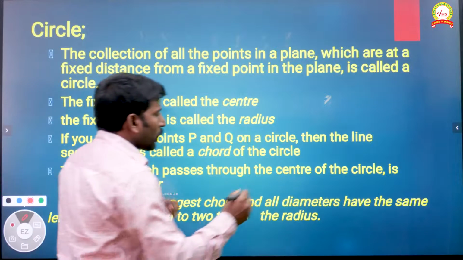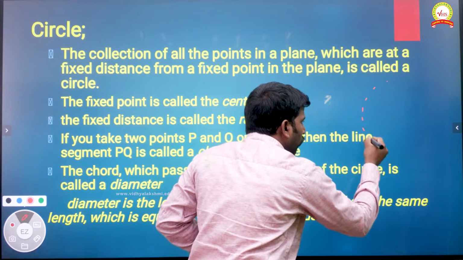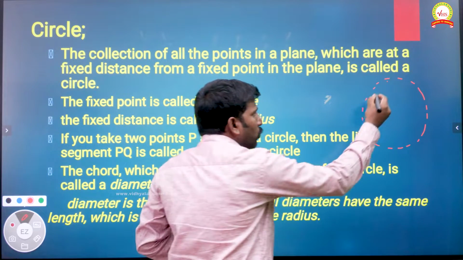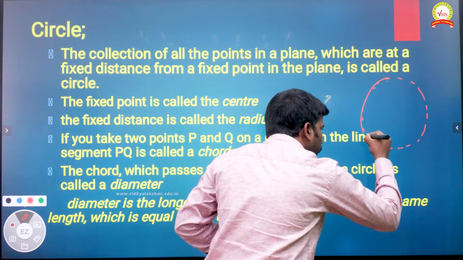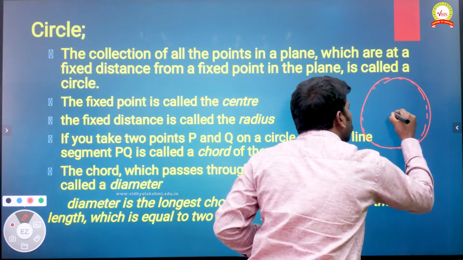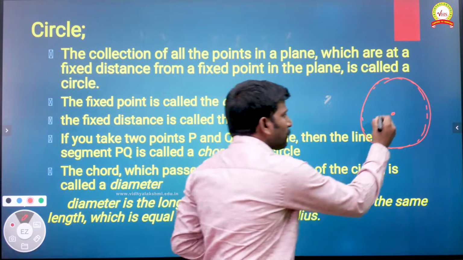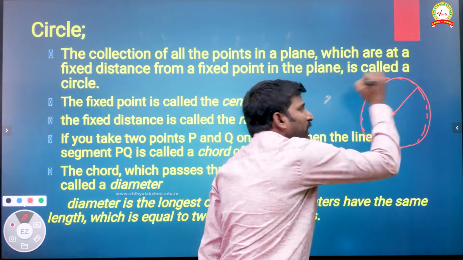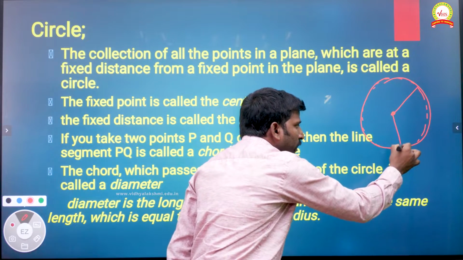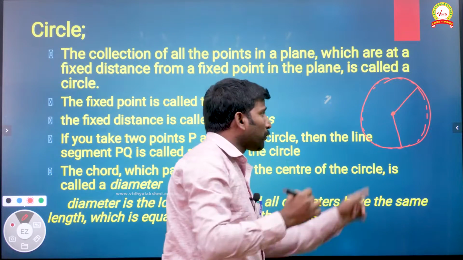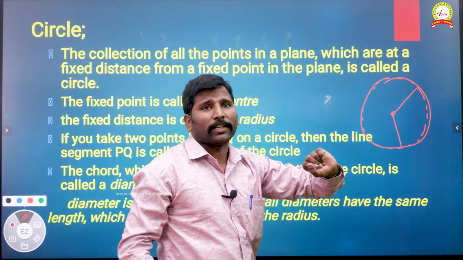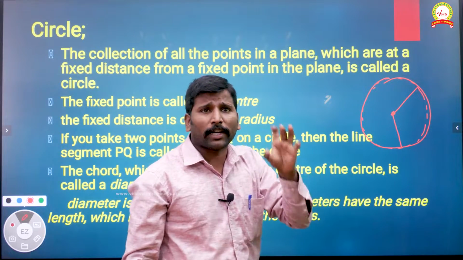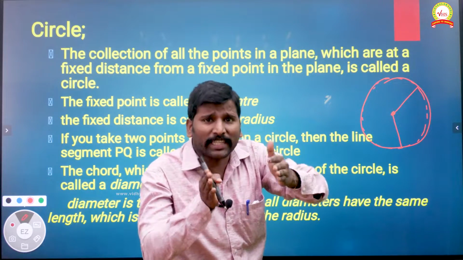See children, suppose we are taking the collection of all these points like this; we have a lot of points in this plane. When you join all the points from a fixed point, this point is a fixed point, at a fixed distance. So wherever you check, this distance will never change. Suppose from here to the end point on the circle is 5 centimeters, here also you will get 5 centimeters. It never changes. That is what we are telling. It is called a fixed distance.